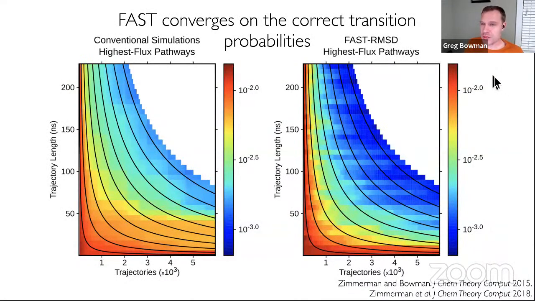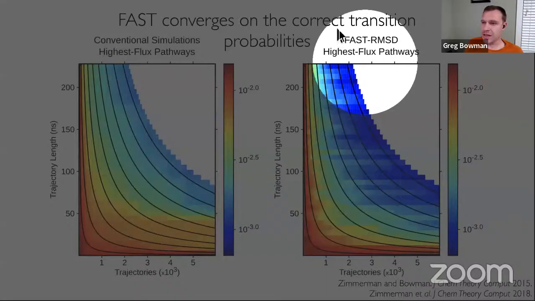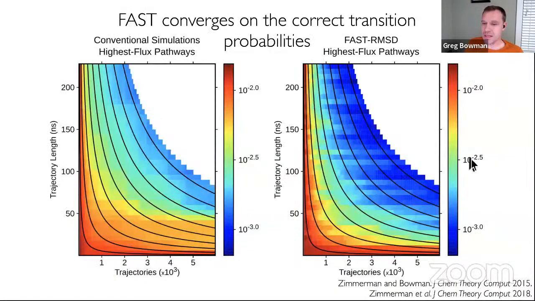And one of the important things to note here is this isn't for the whole landscape. This is showing that we converge on the right transition probabilities for the states that are along the highest flux pathways from our initial point to a set of states that are far along on our progress variable, right? So this should, in principle, do a better job of getting the whole landscape, but it particularly does a good job of focusing in on the parts of the landscape that you think you might care about.